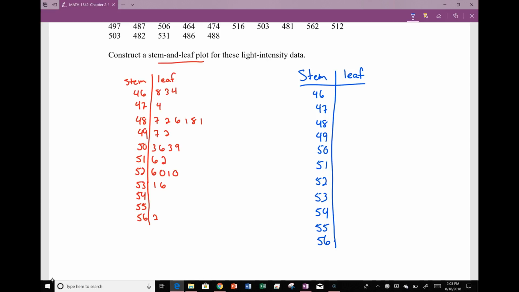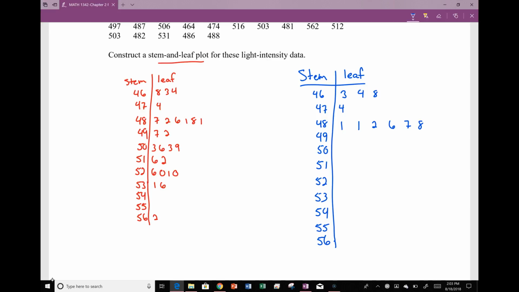And then I'm going to look at the 46. I'm going to put these three numbers in order from the smallest to the largest. Just like on a stem and leaf, the leaf starts out small from the stem and gets larger. Same thing here. The 47 just has a 4. Now the 48 stem, I have to do a little bit more rearranging. I'm going to have a 1. Notice I'm going to also try to line up these, and if there's multiple ones, I have to put both of them down. A 2, a 6, a 7, and an 8.